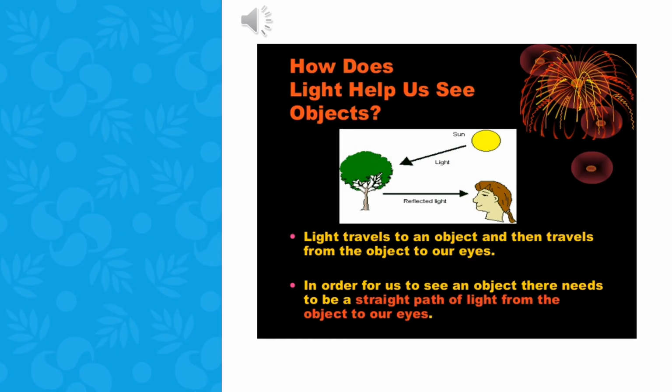Again, this slide just gives some more detail about how light helps us to see. And again, here you've got the sun as the light source. It shines in a straight line onto the tree, and then the reflected light shines into the human eye. And that is how our light helps us to see objects. So you can have a little look further at that on there.